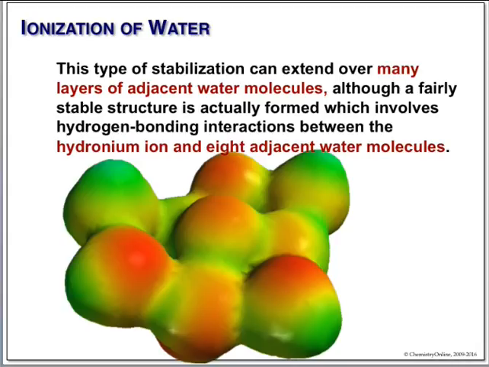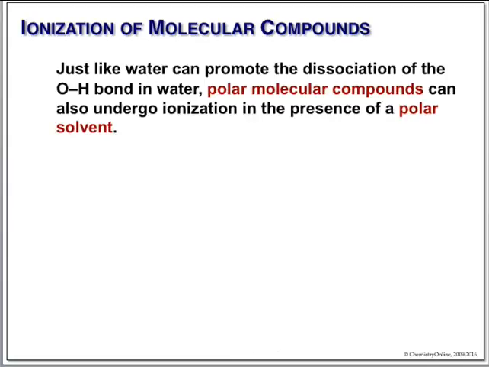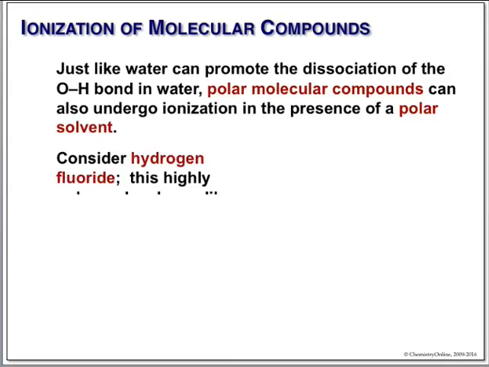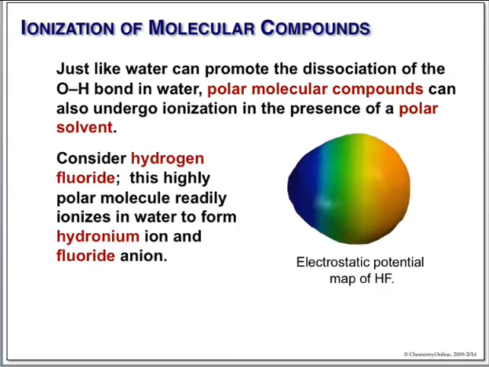What happens if you take a polar compound and put it into water? Let's look at our friend hydrogen fluoride. We've looked at this before last chapter. We know that the differences in electronegativities between the hydrogen and the fluorine are great. And because of that, the covalent bond here is really highly polarized. We have a very positive hydrogen, a very, very negative fluorine.